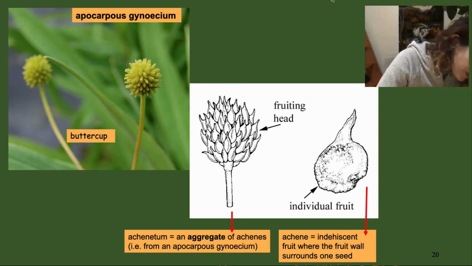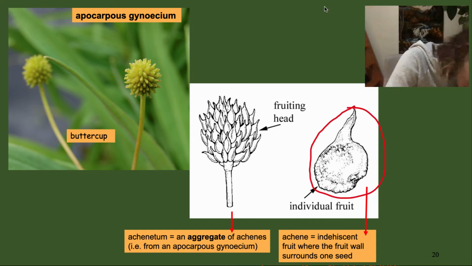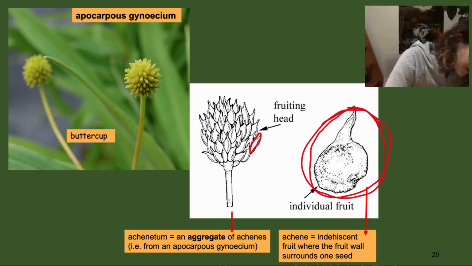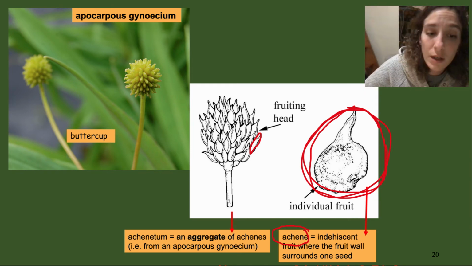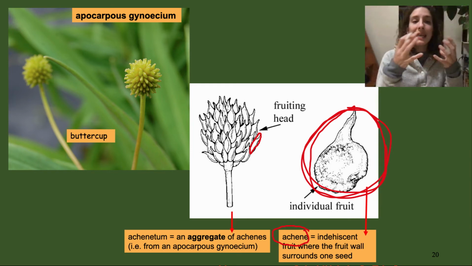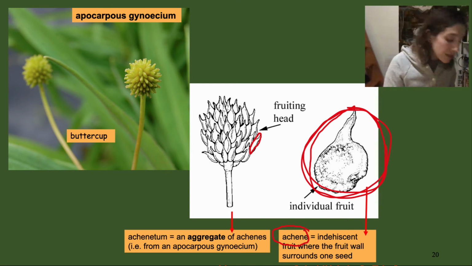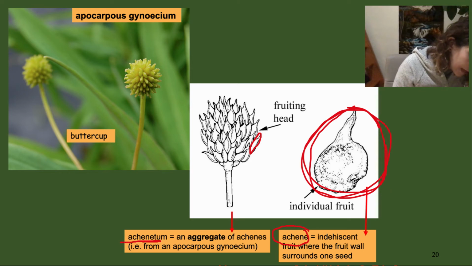And so this is a zoomed in picture of one of these, and that's an achene. That's that fruit type that we talked about earlier. The entire aggregate of an apocarpous gynoecium of achenes is what we call an achenetum.